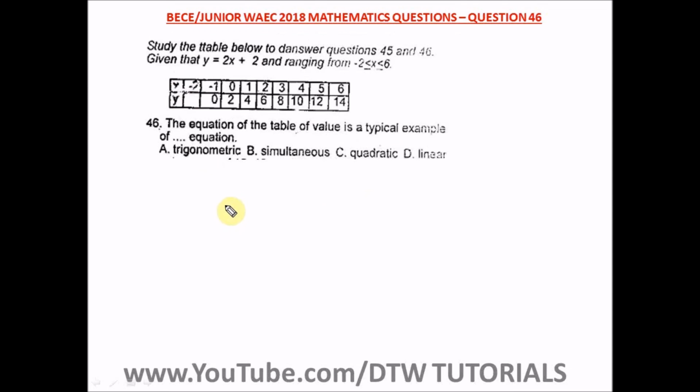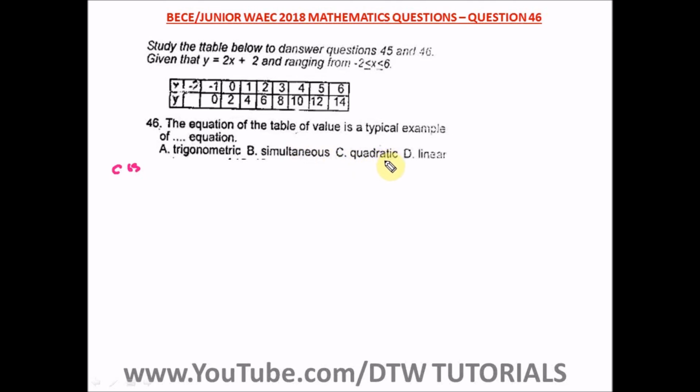Question 46 of the BECE Junior WAEC 2018 Mathematics Past Question. That's your OBJ question 46. It says the equation of the table of values is a typical example of a dash equation. Okay, it says trigonometry equation. No, a trigonometry equation will involve cos, sine, and all. It says simultaneous equation. No, it's not a simultaneous equation because we have just one equation.